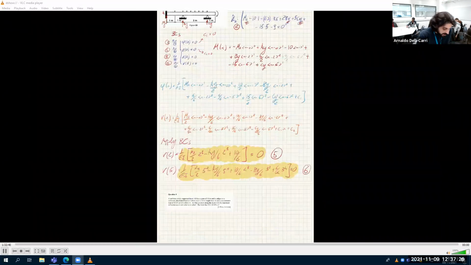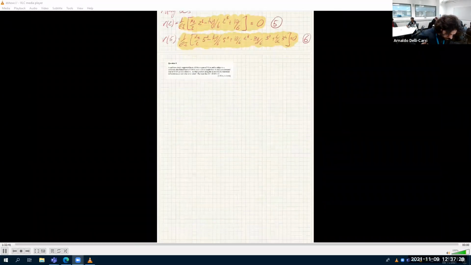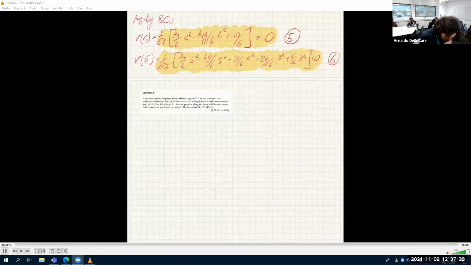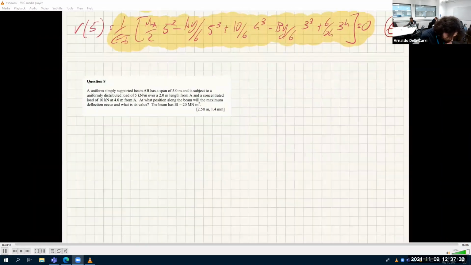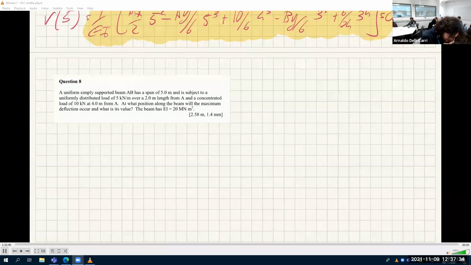All right, I think we have one last thing to solve, which is quite easy, no? I mean, you can do this yourselves. It's quite easy. Let me draw it. So uniform simply supported beam. Span of 5 from A.